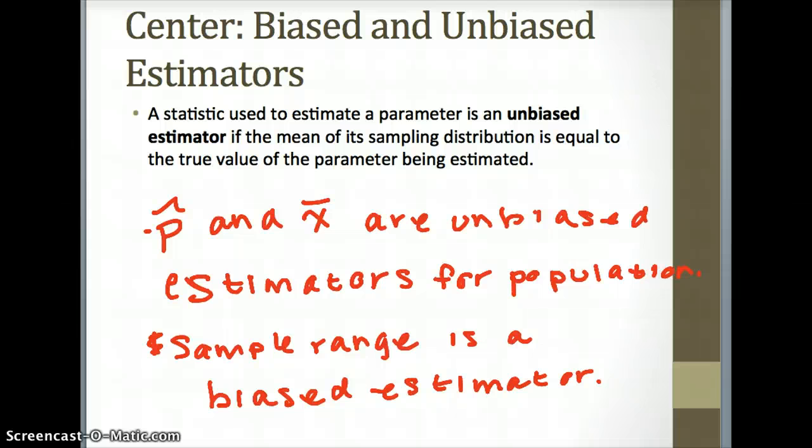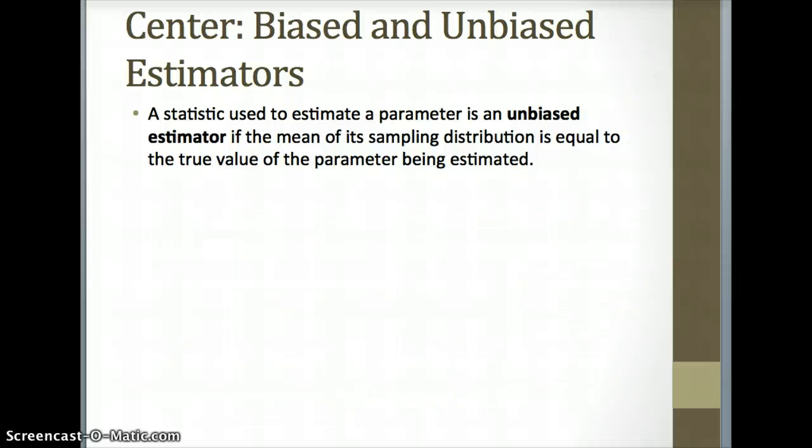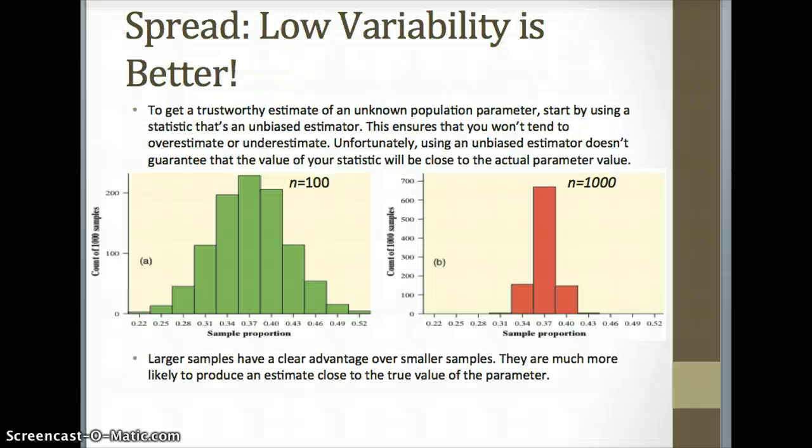However, there is a way to fix it, and that's what's more important to us right now, which is the idea of low variability. So to get a trustworthy estimate of an unknown population parameter, start by using a statistic that's an unbiased estimator. So we're talking our sample proportion or sample mean. This ensures that you won't tend to overestimate or underestimate.